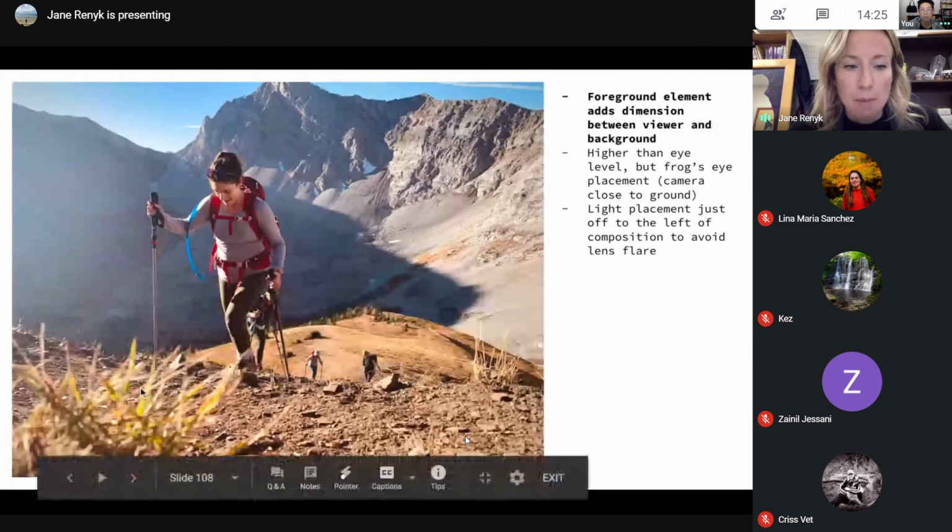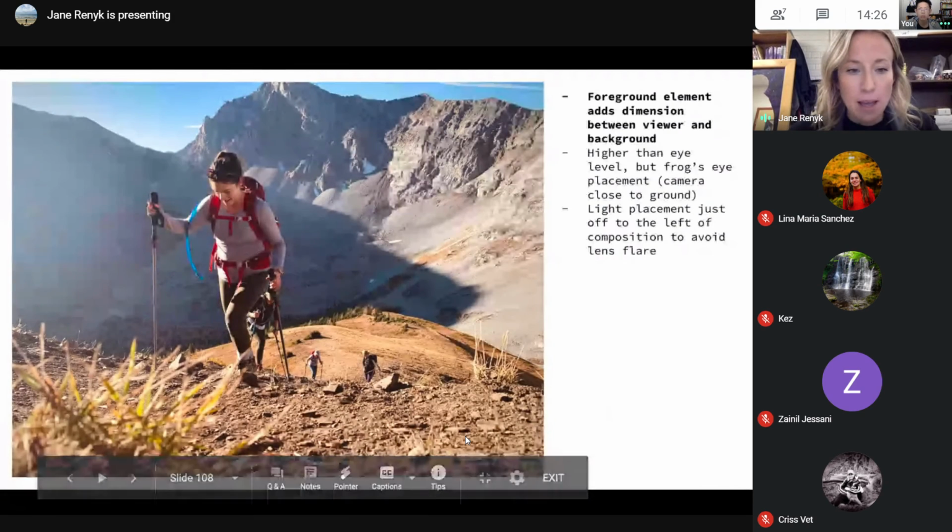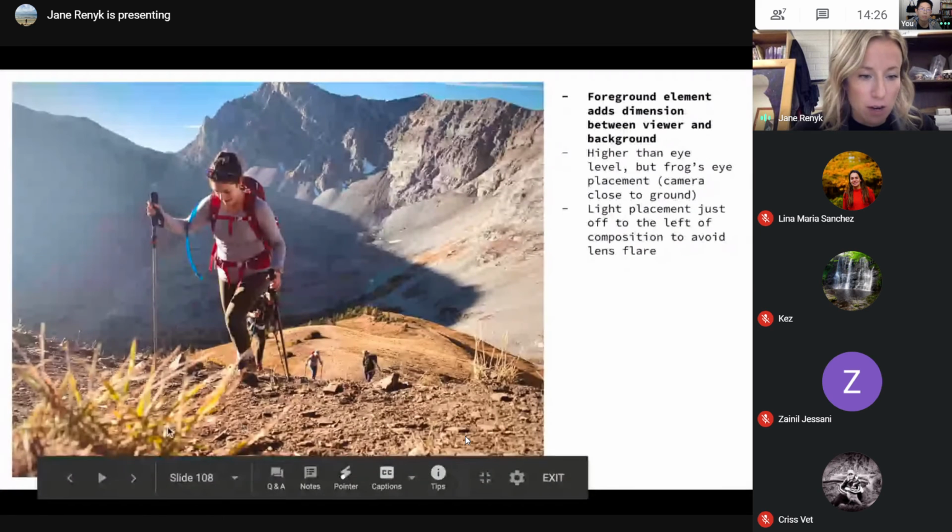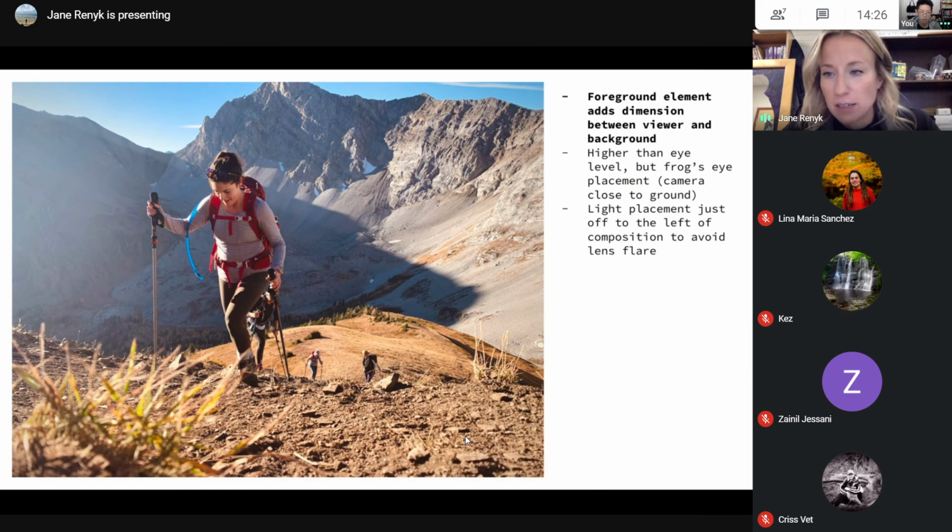And then this is actually what I mean by foreground element. This is a frog eye photo. I hiked up and I'm sitting with my phone on the ground, and I put my phone right in this little patch of lonely grass. You can see that they popped up all the way up the trail. iPhones are amazing now.